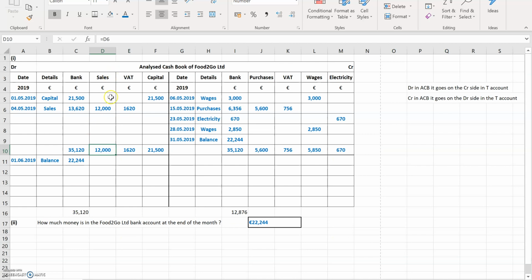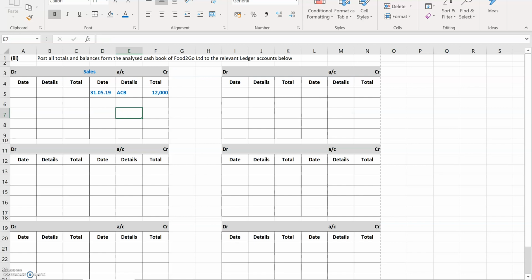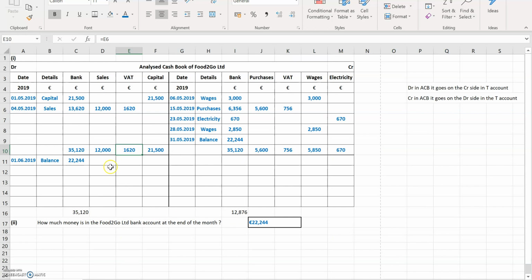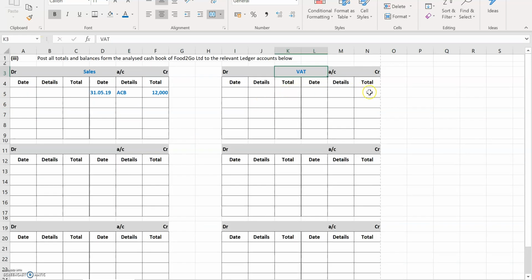Then we go to the next one, and it's VAT. VAT is on the debit side. So if it's on the debit side in the analyzed cash book, it goes to the credit side in the T account. So we go to our ledgers. It's going to be VAT. So it's 1,620 on the debit side, so it becomes 1,620 on the credit side. That's your double entry: debit side in one account, credit side in the other. The date, end of the month, all the time. Where is it coming from? It's coming from our analyzed cash book. And that's that entry done.